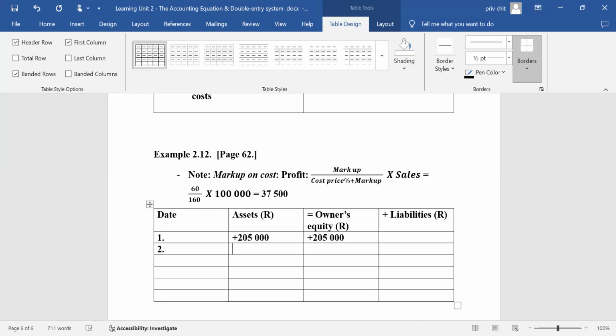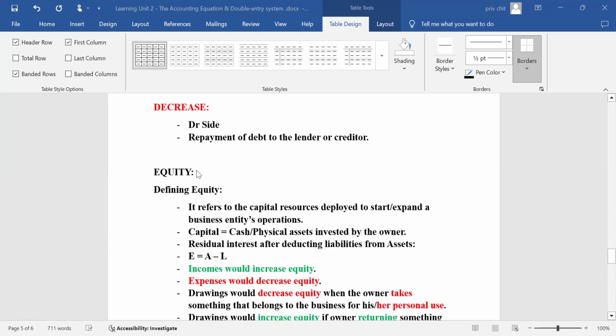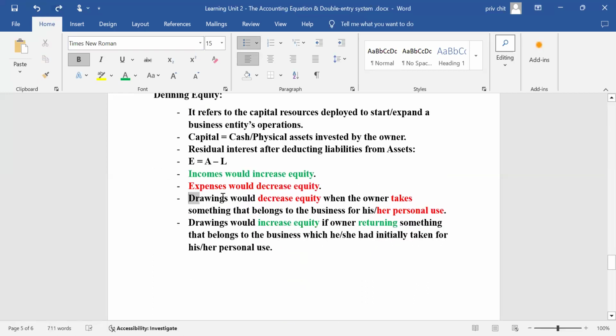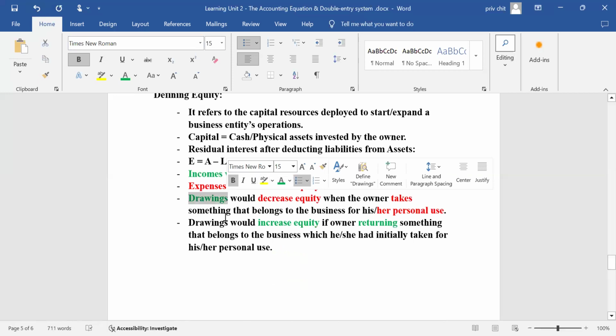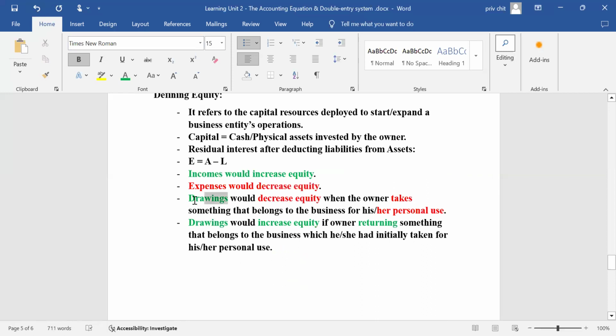The moment the owner is taking something for personal use, that means drawings. And remember, what did I tell you? Whenever the owner of the business is taking, it's a plus or minus on equity. It's always going to be a minus on equity, as we explained about equity earlier on. So I say drawings. Here's how drawings can affect the equity column.